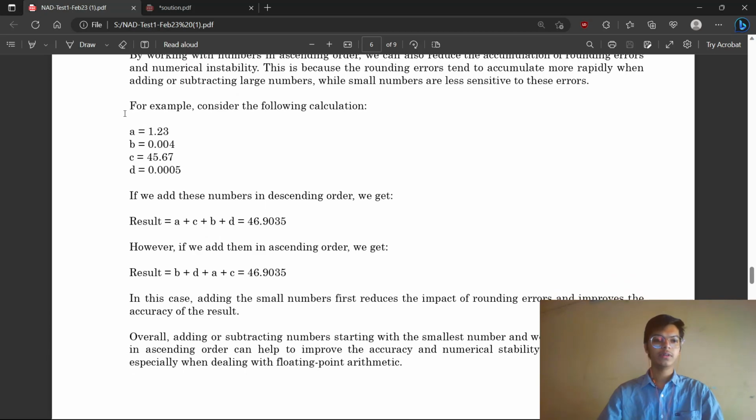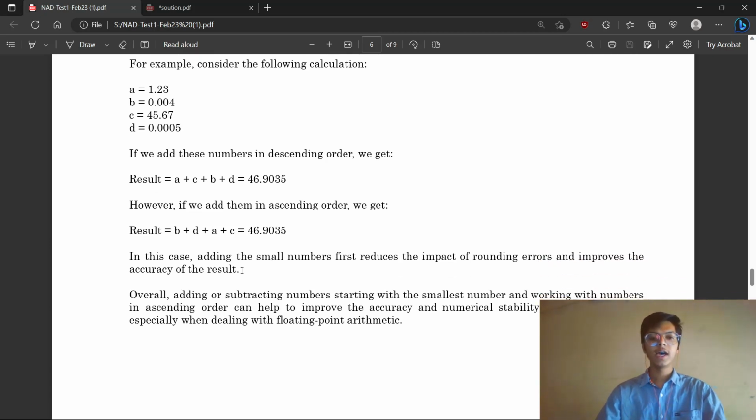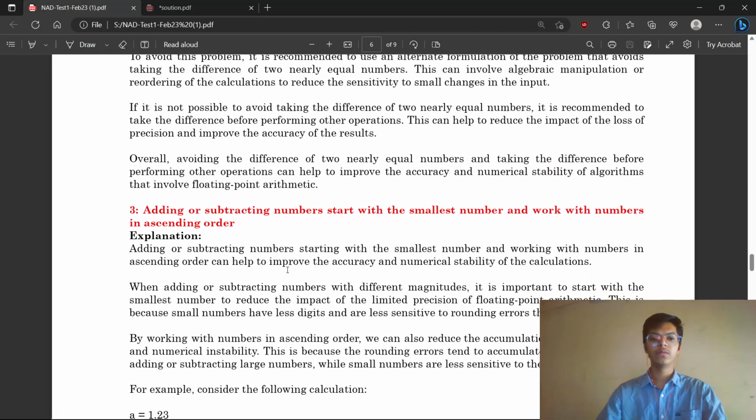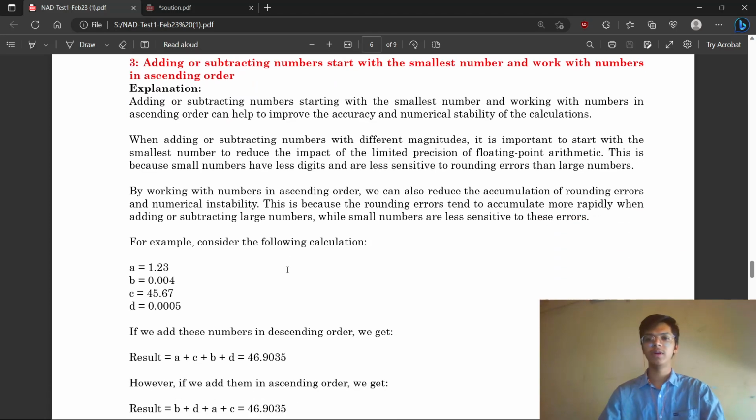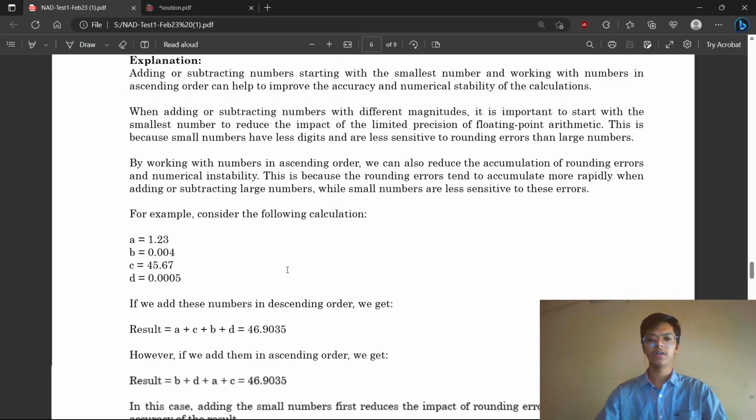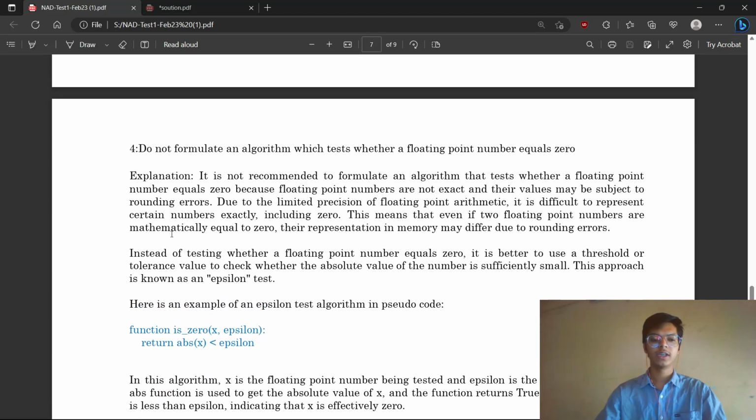In this PDF you can see that some variables with initialized values are given, and here are the results when we add them in descending order and when we add them in ascending order. In this case, adding the smaller numbers first reduces the impact of rounding errors and improves the accuracy of the result. That's why it is preferred to add or subtract numbers starting with the smallest number and proceeding in ascending order.